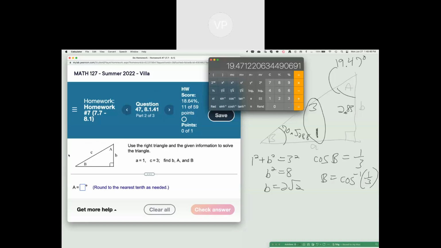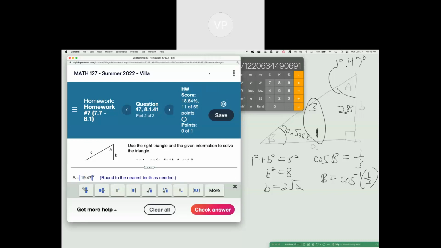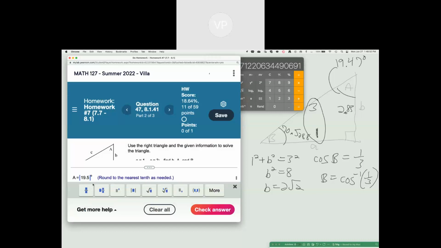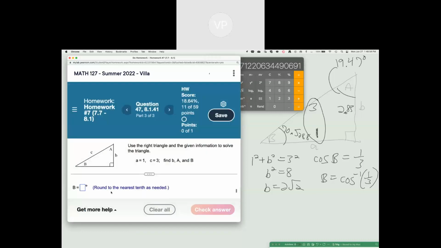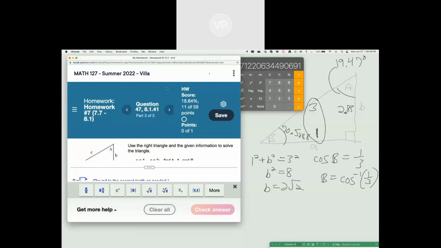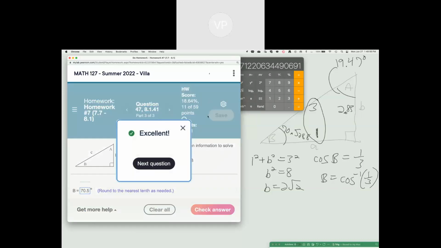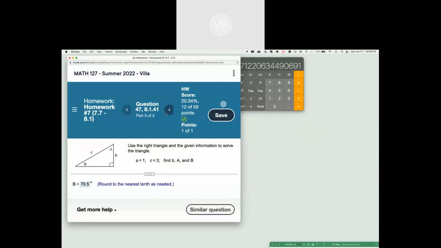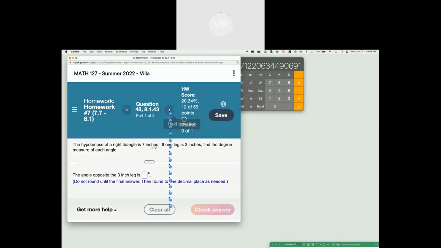And they want us to be to the nearest tenth for these. And that's another one, because if I typed in 19.47, I'm probably going to get it wrong, even though it's more correct. Yep, so round to the nearest tenth, 19.5, and now we're good. And last, B to the nearest tenth, 70.5, and there's our answer. So again, just a series of steps on these particular problems.